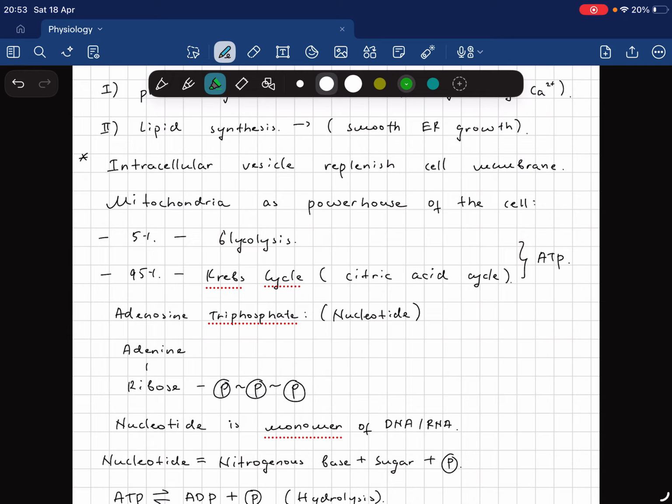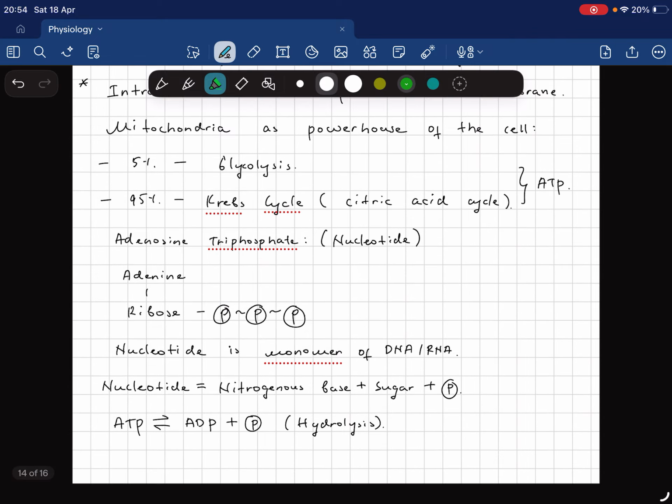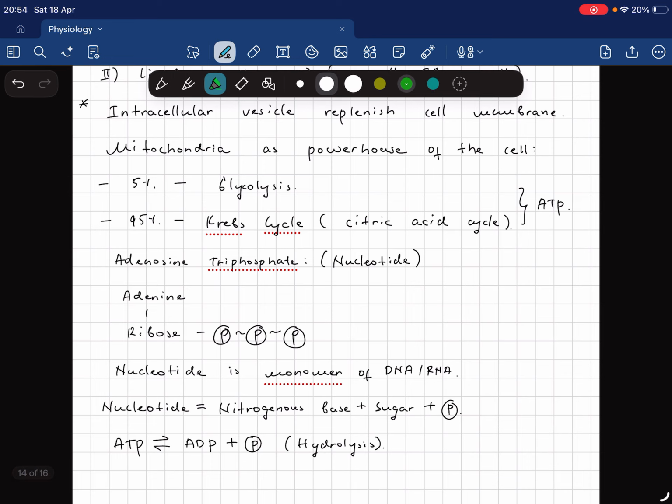And the intracellular vesicle replenishes all cell membrane, which means that after we engulf something by endocytosis, the cell membrane will become smaller in terms of the volume. So we need something so that we can replenish the cell membrane. Otherwise, the cell membrane will become very small. The intracellular vesicle is responsible for that.